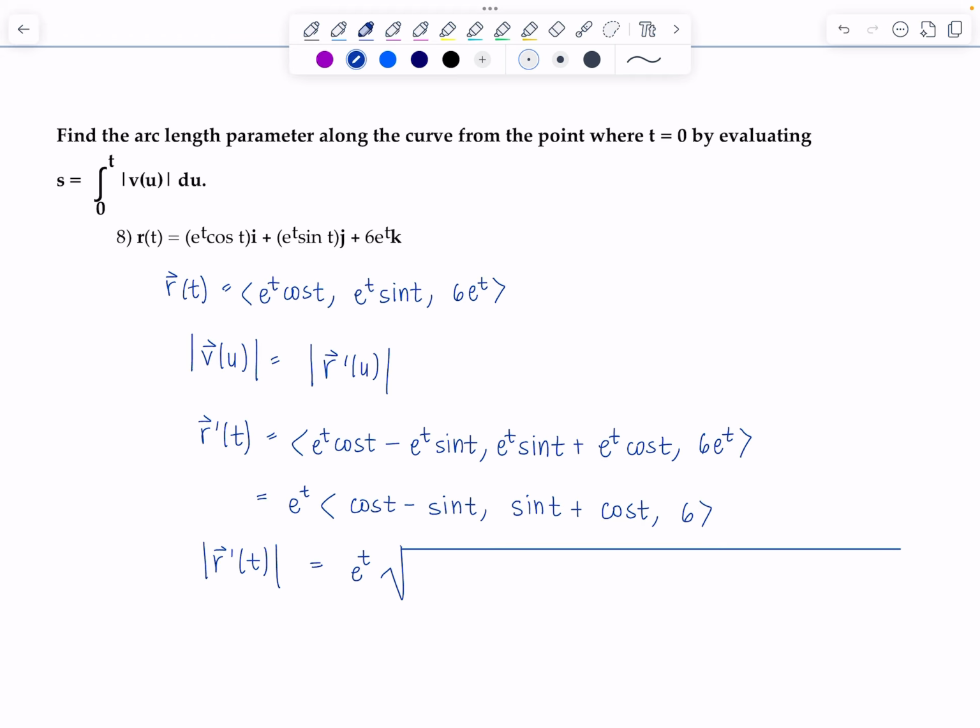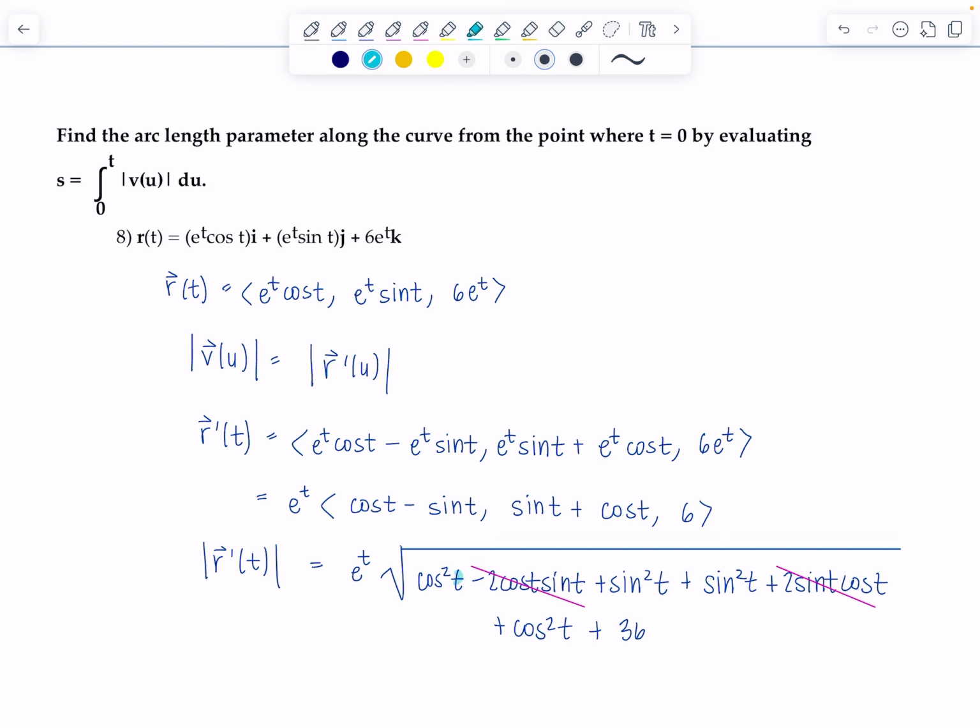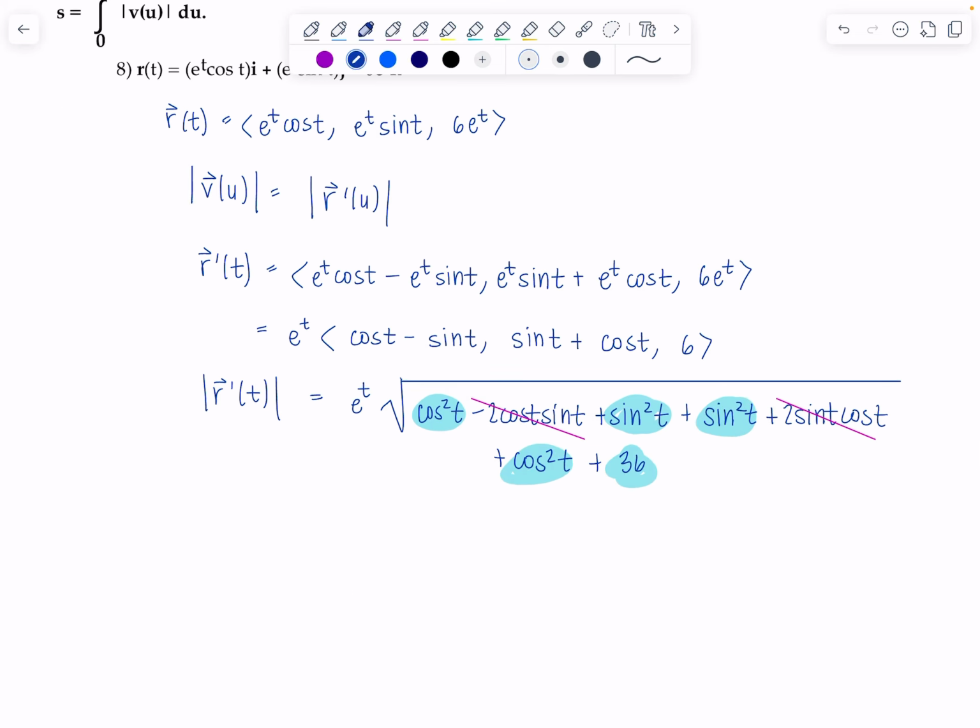So if I square the first component, it's going to be cosine squared t minus 2 cosine t sine t plus sine squared t. Square the next component, sine squared t plus 2 sine t cosine t plus cosine squared t, plus square the last component, 36. Look at this gorgeousness. These guys cancel. This is 1 plus 1, so that's 2, plus 36, 38 last time I checked, so e to the t root 38.